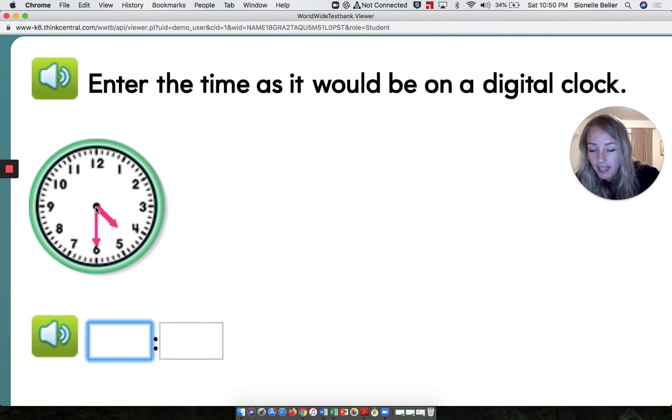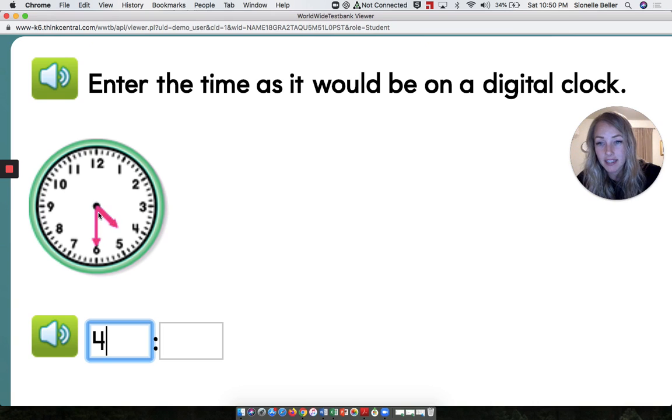The hour hand, where is that pointing? It's halfway between the 4 and the 5. So has it gotten to 5 o'clock yet? Yes or no? It has not gotten to 5 o'clock yet. So it can't be 5 something. That means it's still in the 4 o'clock time because it's not to the 5 yet. So it's still in the 4s. So the hour is 4.